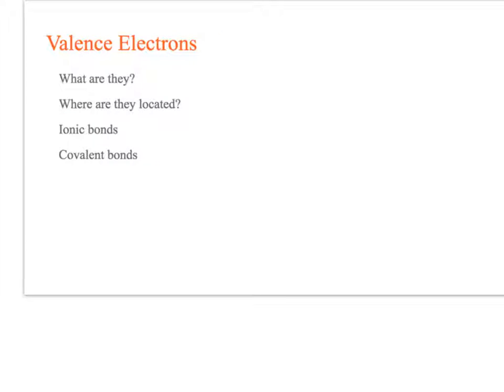So up next is valence electrons. What are they? They're the electrons on the most outer shell of an atom. So where are they located? That's on the most outer shell.